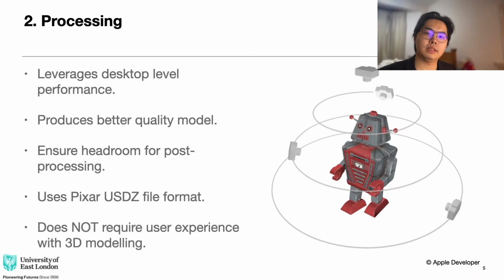The desktop app uses CPU, GPU, and NPU, also known as AI acceleration hardware, to produce better quality models compared to mobile devices. Even though users can post-process their models for better results, there's no hard limit or requirement for modeling experience. Let's see how it works.